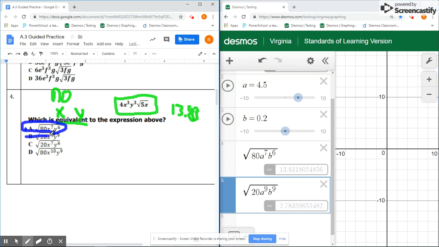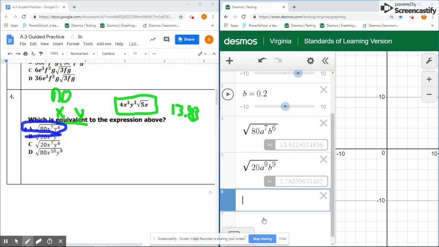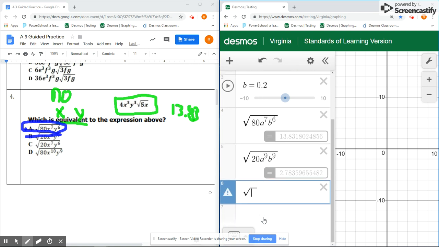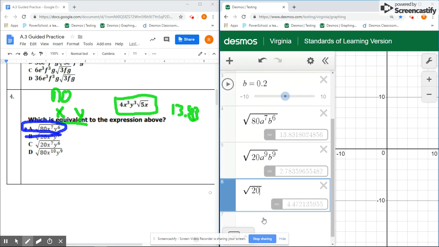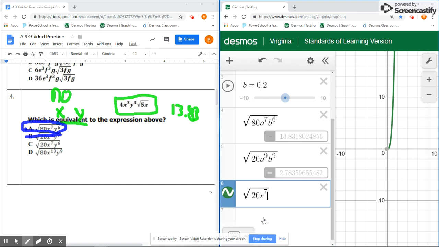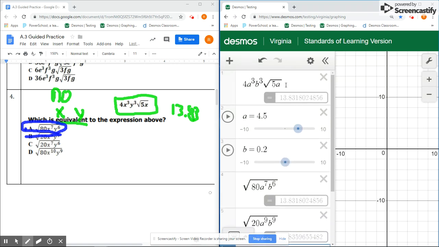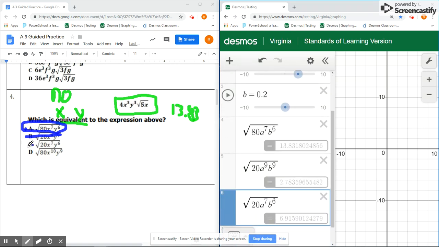That's not the answer. I'm going to try square root of 20, X to the 7th, Y to the 6th. Oh, and it didn't give me a number. That's because I forgot we can't use X's and Y's. I'm going to change that to A and a B. All right, we got 6.9. That's not the same as 13.8, so that's not the answer.